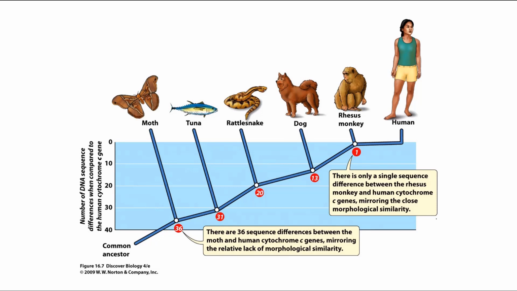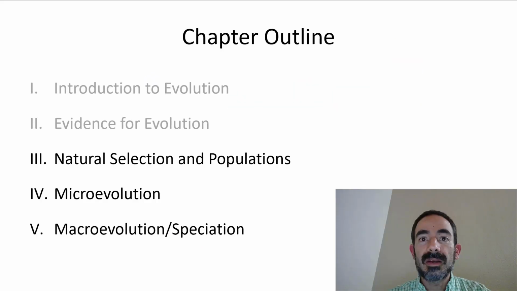The farther apart two organisms are, evolutionarily speaking, the more likely some of these changes will accumulate over time. But the length of time between humans and moths having a shared common ancestor is quite significant. In our next video, we'll talk about natural selection and populations.